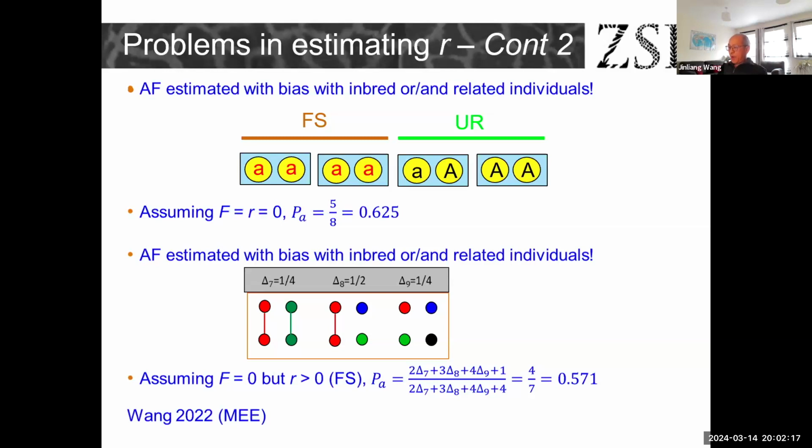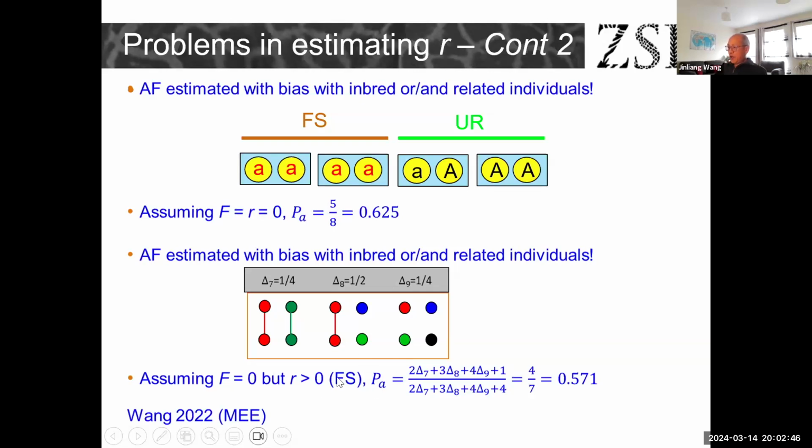So the best way to account for the relatedness between individuals is to account for their relatedness in the estimation of allele frequencies. So that is exactly what I did in my MEE paper published in year 2022.